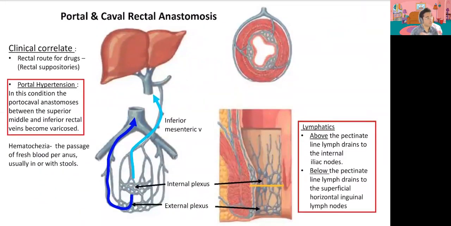This is the part that gets a little trickier with lymphatics. Anything above the pectinate line goes to the internal iliac. Anything below, horizontal inguinal, guys. I swear, the only way I remember this is when you're sitting down, crisscross applesauce, it's horizontal, right? Hopefully you're sitting down horizontally, not vertically or something. So that's how I remembered superficial horizontal inguinal versus internal iliac for anything above the pectinate line.